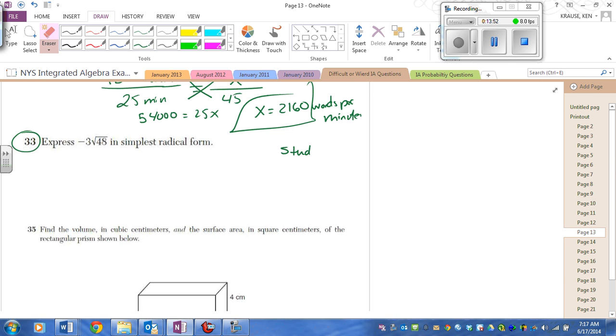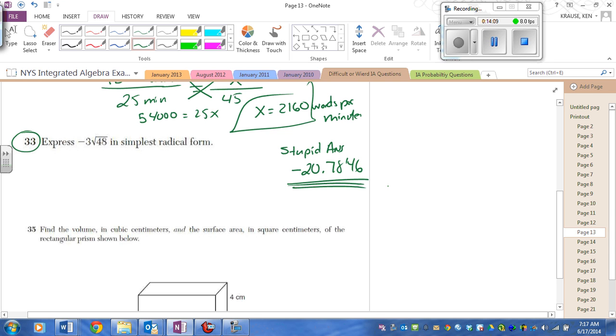Okay, it's really stupid to be able to misspell stupid. The stupid answer is negative 20.7846. Now this is just typed in your calculator. This gets you no points. As a matter of fact, this gets you harassment for the next 3 years of your life.